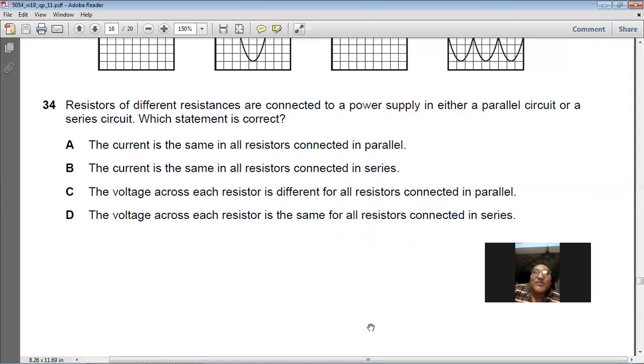B is the right option, sir. The voltage across each resistor is different for all the resistors connected in parallel. That's wrong. The voltage across each resistor is the same for all the resistors connected in series. That's also wrong. So B is the right option. The current is the same in all resistors connected in series. Question number 34, B is the right option.